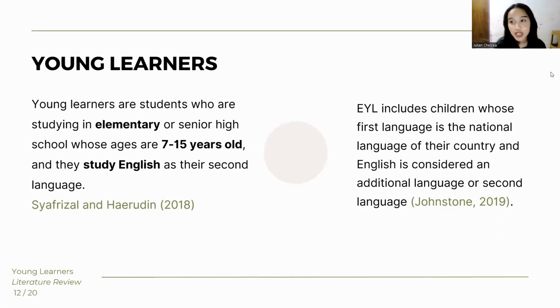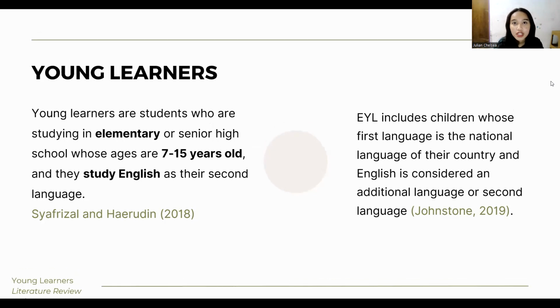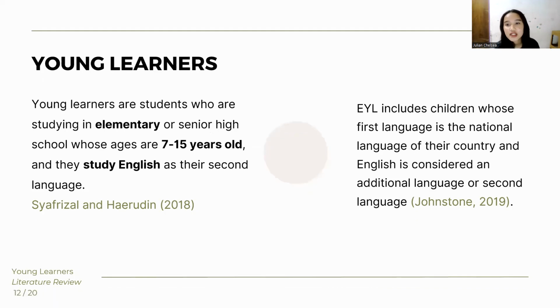And the third term that will be discussed in the literature review is young learners. Young learners are students who are studying in elementary or senior high school, whose ages are 7 to 15 years old, and they study English as their second language, according to Shafrizal and Hedudin in 2018. Teaching English for young learners is known as EYL, or English for Young Learners, and it includes children whose first language is the national language or their country, and English is considered as additional language or their second language, according to Johnston in 2019.